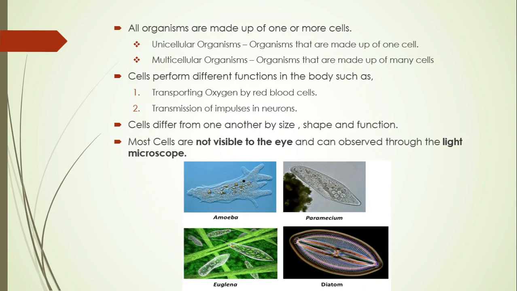Cells perform different functions in the body, such as, one, transporting oxygen by red blood cells. Two, transmission of impulses by neurons. Cells differ from one another by size, shape and functions. Most cells are not visible to the eye and can be observed through the light microscope.